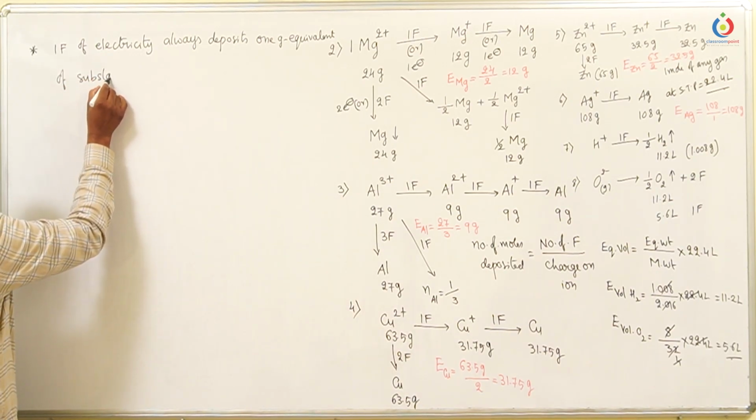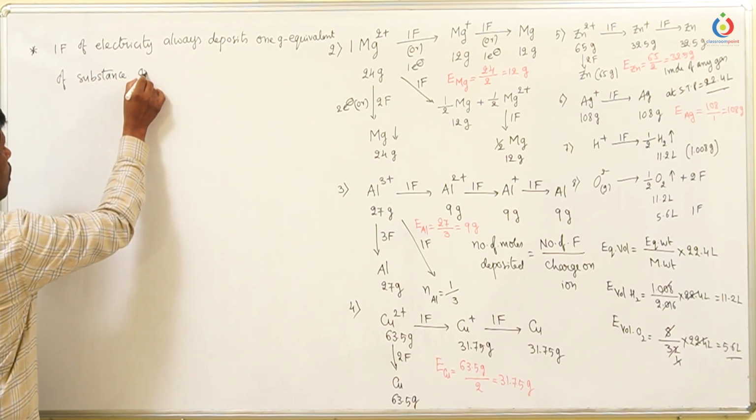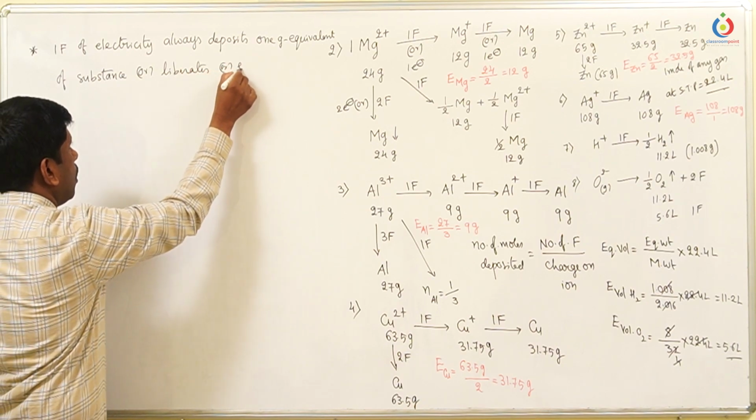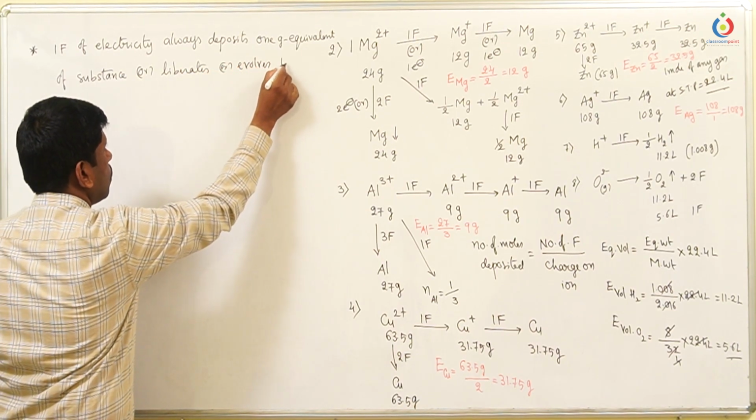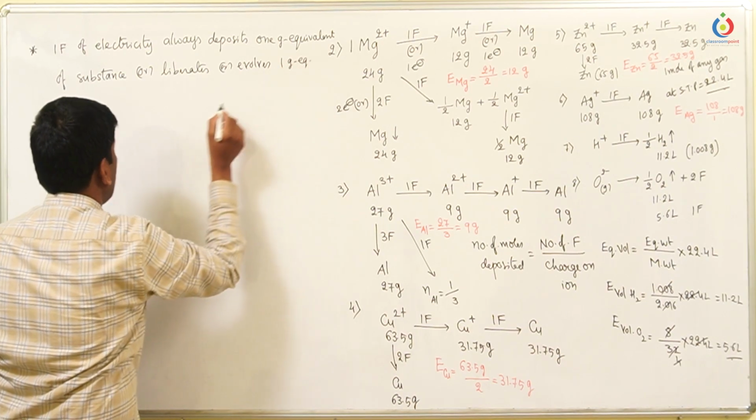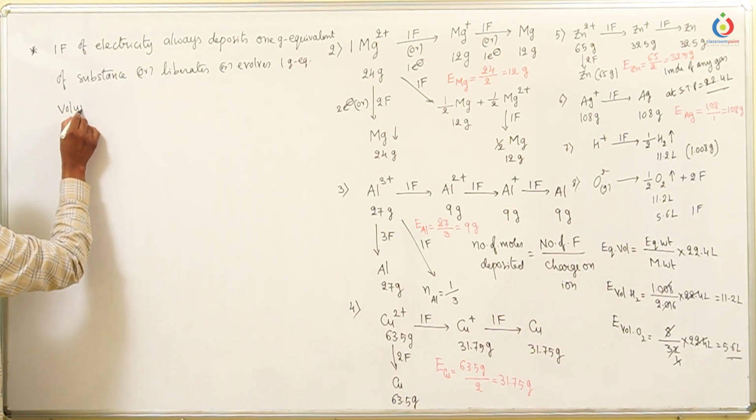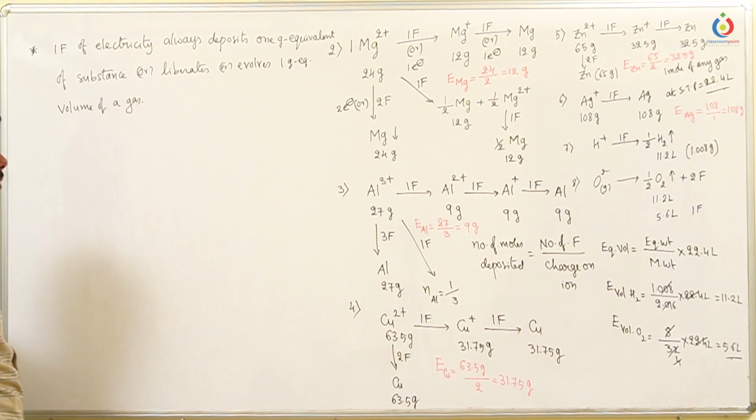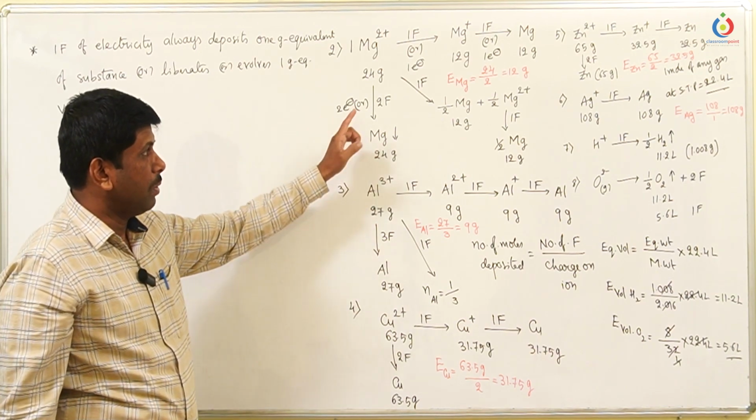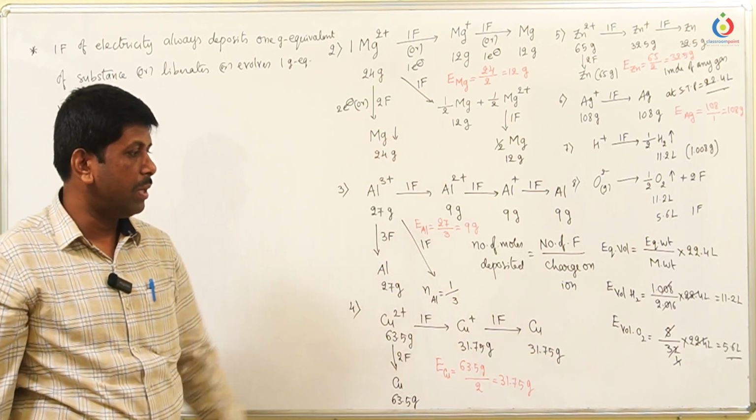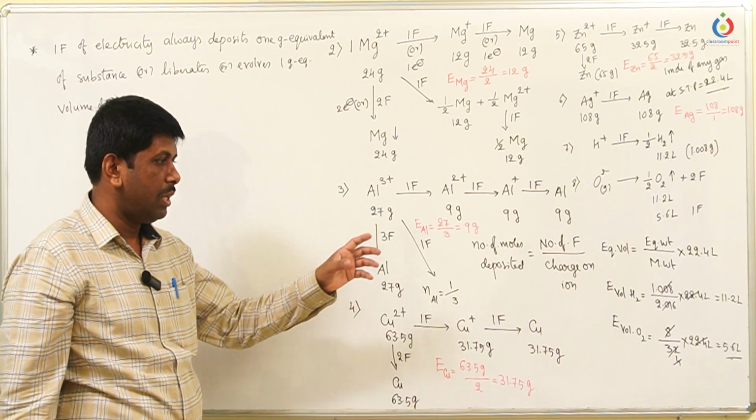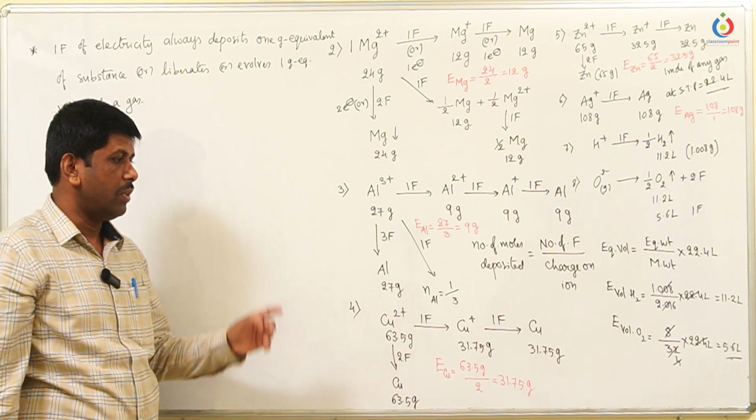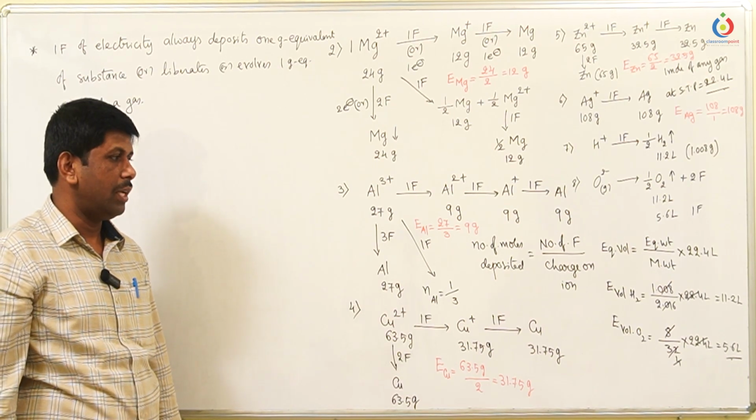substance liberates or evolves 1 gram equivalent volume of a gas. So 1 Faraday always deposits 1 gram equivalent mass of the substance or liberates the 1 gram equivalent volume of the gas. That is, in case of hydrogen 11.2 liters, in case of oxygen it is equal to 5.6 liters.